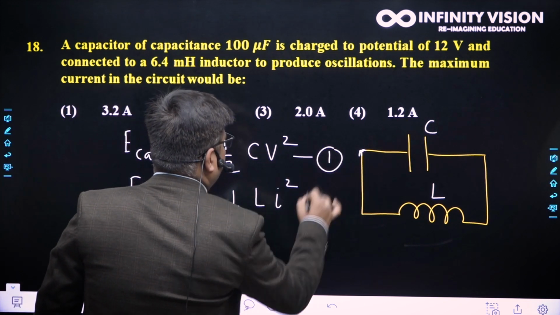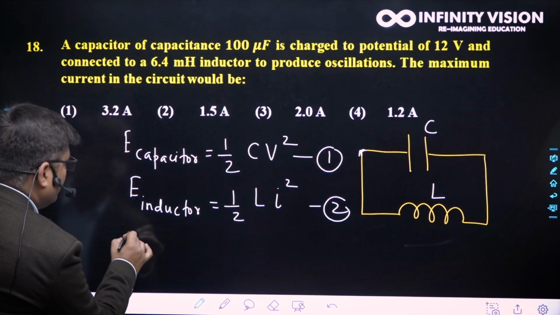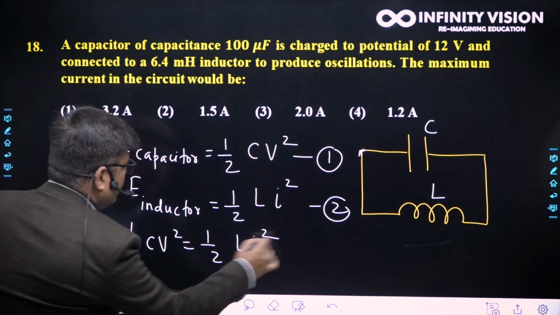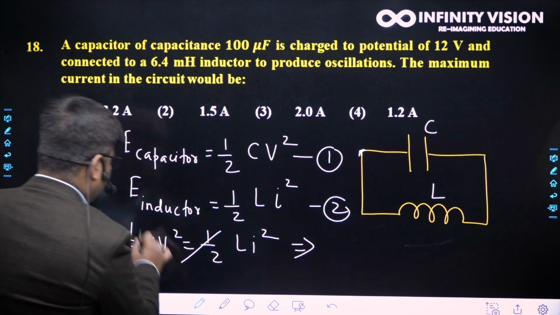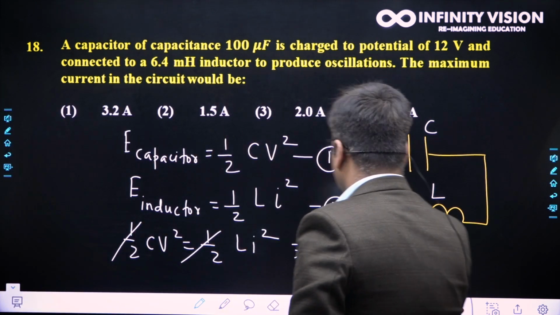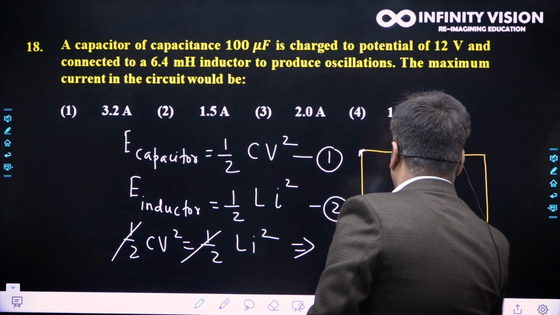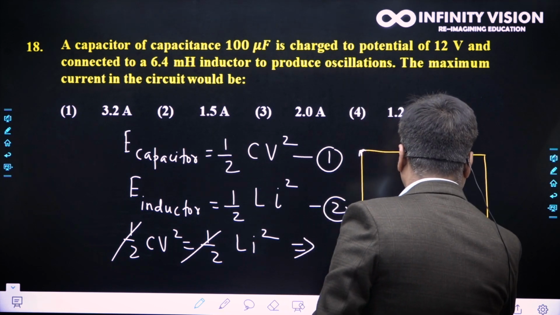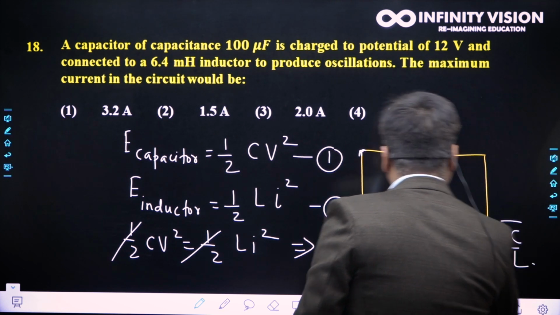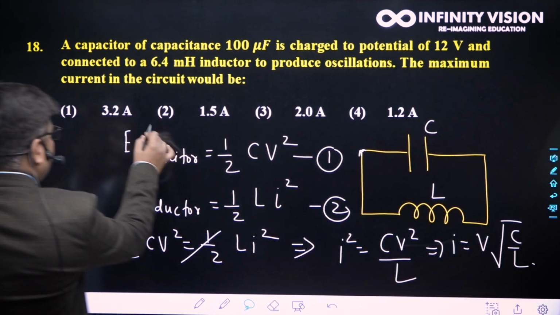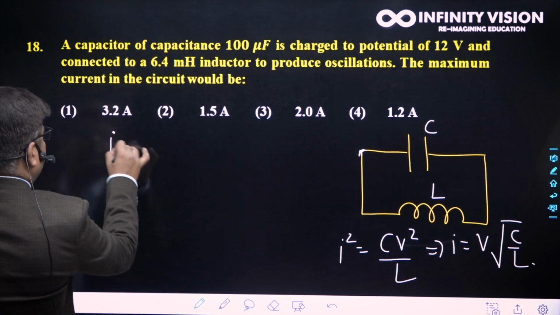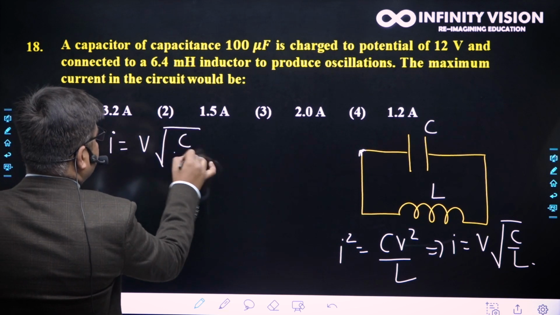So applying energy conservation, 1 will be equal to 2. So half CV square will be equal to half Li square. From here, half cancels out. So I square will be equal to CV square by L. So I will be equal to V under root C by L. This is the required expression for the current that they are asking in the question: V into square root of C by L.